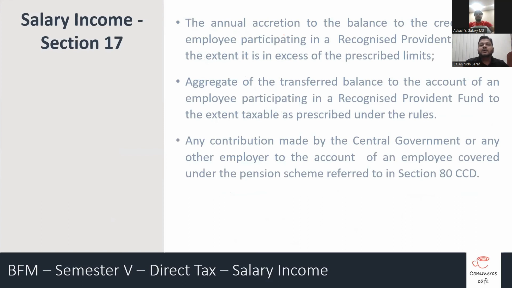Next, annual accretion. That means accumulation to the balance to the credit of an employee participating in a recognized provident fund to the extent it is in excess of the prescribed limits. Aggregate of transferred balance to the account of an employee participating in a recognized provident fund to the extent taxable as prescribed under the rules. Any contribution made by central government or any other employer to the account of an employee covered under pension scheme referred to in section 80CCD.